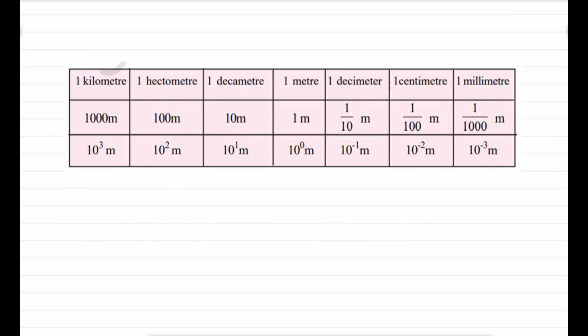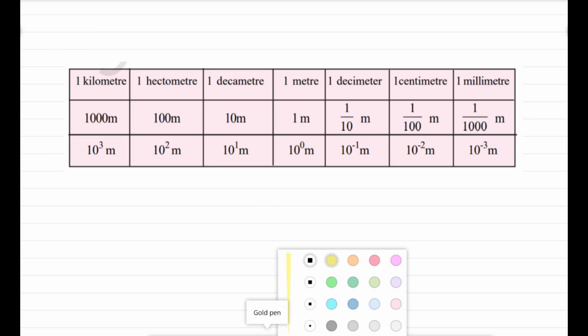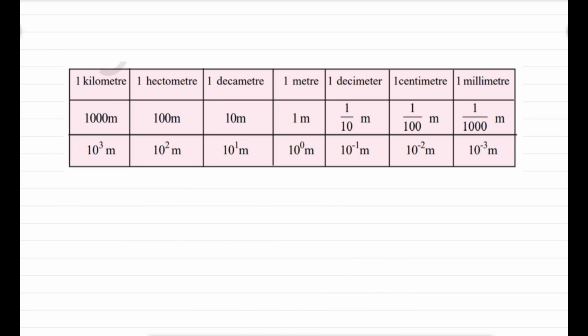Here I brought a tabular form. You can see on the screen how it is shown. 1 kilometer is equal to, we know, 1000 meters. This is the exponential form, and all these lines show the exponential form of this. Let us check. 1000 meters can be written as 10 to the power of 3 meters.